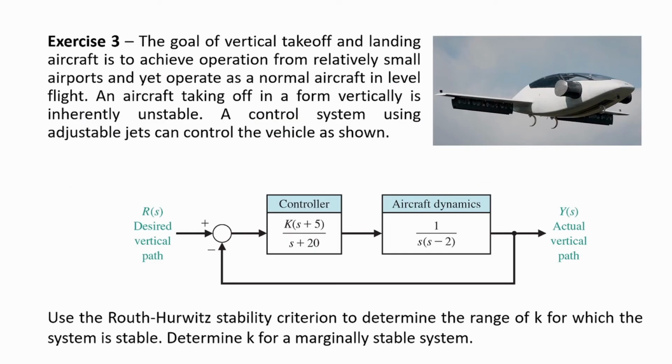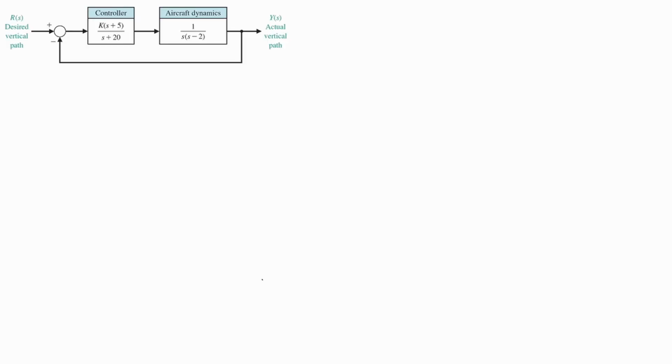Okay, now moving on to problem 3. What we have is a closed loop control system of an aircraft designed for vertical takeoff. We have our actual path and our desired path, and we want to determine what range of values of K we can have while still being within a stable system. So we're going to go forward with this. First thing we have to do is find the transfer function of the system. So we'll go ahead and write that out.